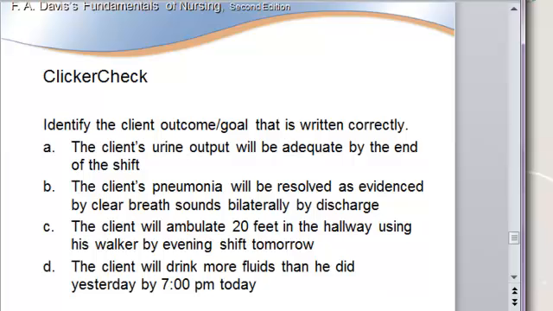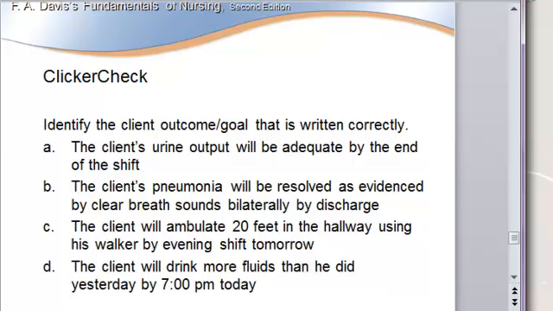So on our clicker check, we're going to identify it. It says, identify the client outcome or goal that is written correctly. A, the client's urine output will be adequate by the end of the shift. B, the client's pneumonia will be resolved as evidenced by clear breath sounds bilaterally by discharge. C, the client will ambulate 20 feet in the hallway using his walker by evening shift tomorrow. Or D, the client will drink more fluids than he did yesterday by 7 p.m. today.